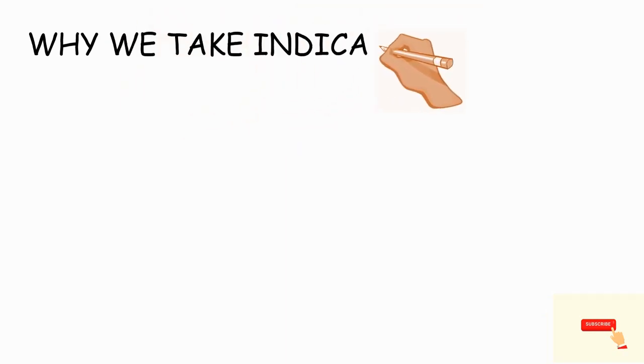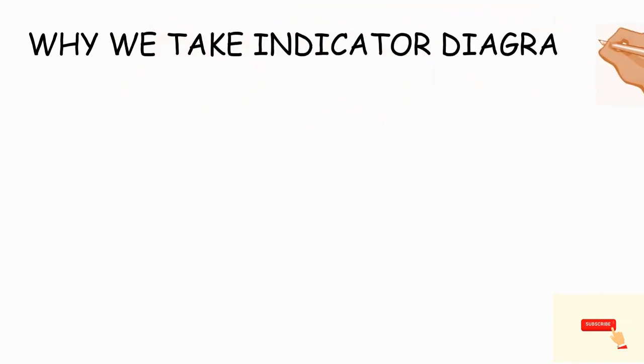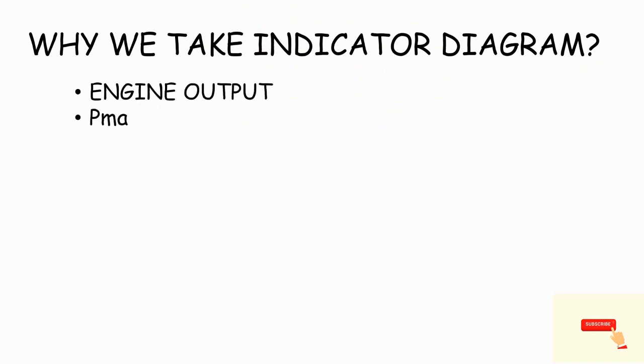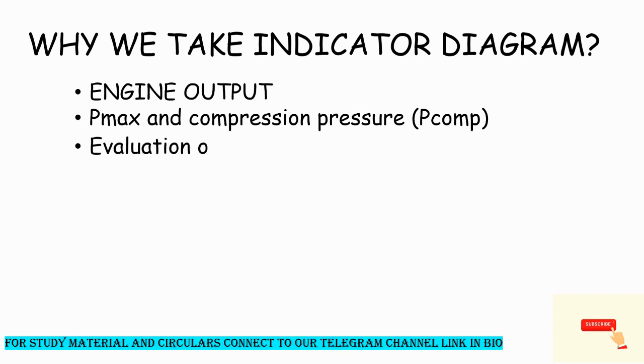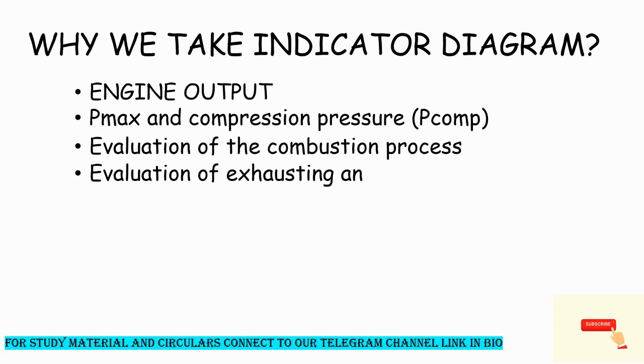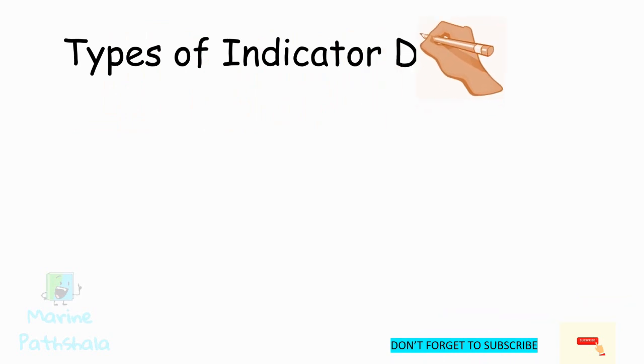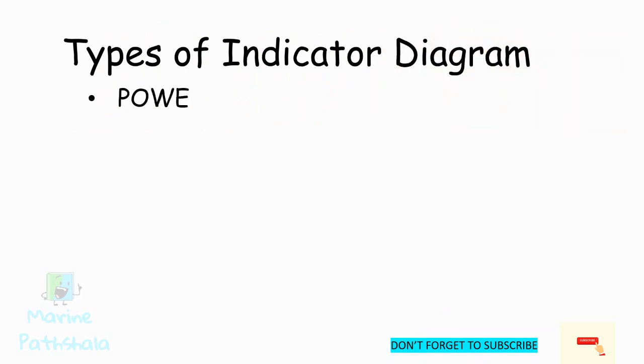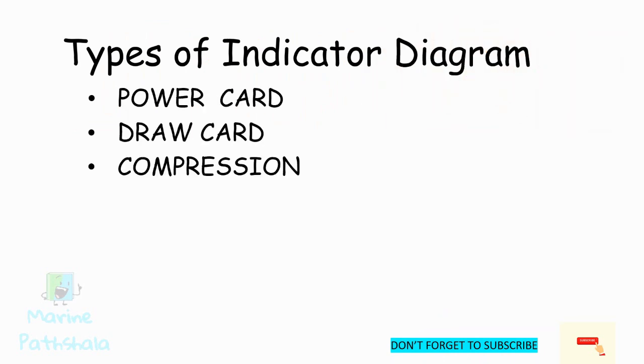Now, the next question that arises in our mind is why we need to take these indicator diagrams. We take indicator diagrams because they tell us the engine output, maximum pressure and the compression pressure. They also help evaluate the combustion processes and the exhausting and scavenging conditions. If any irregularities are there, they can be detected. There are four types of indicator diagrams: power card, draw card, compression card, and light spring card.